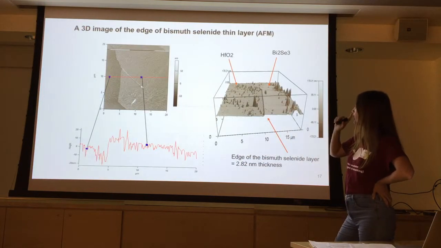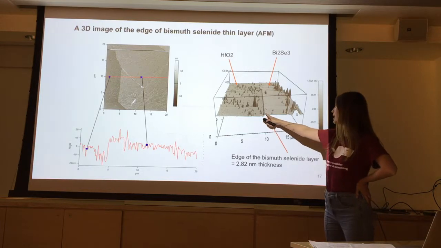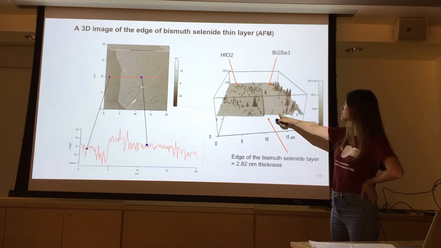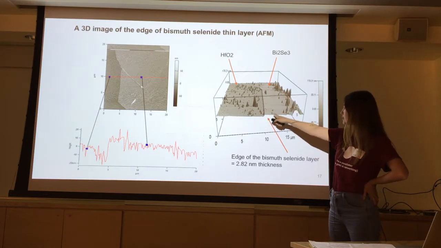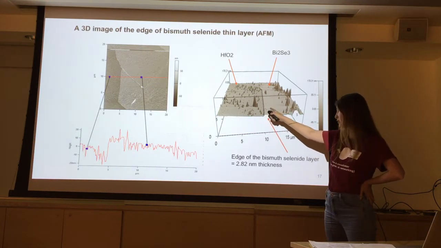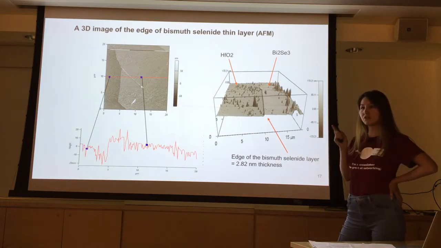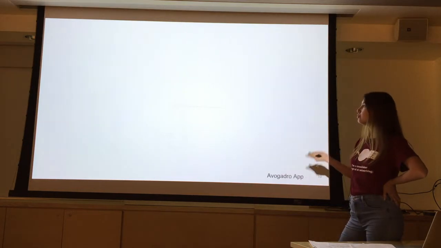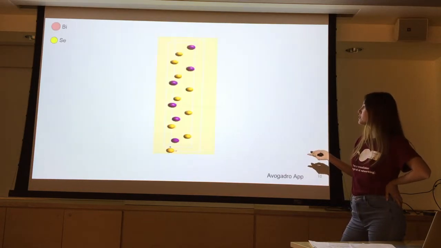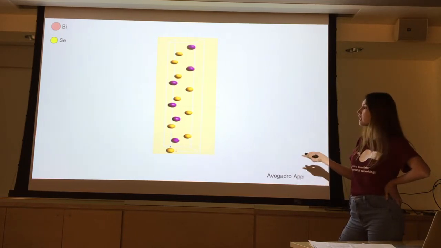Here I made a 3D picture and measured the edge between the bismuth selenide flake and the hafnium surface to understand how thick my found particle is, and it showed it is 2.82 nanometers thick, which is exactly 2 unit cells of bismuth selenide. This is 1 unit cell, the structure of 1 unit cell of bismuth selenide.